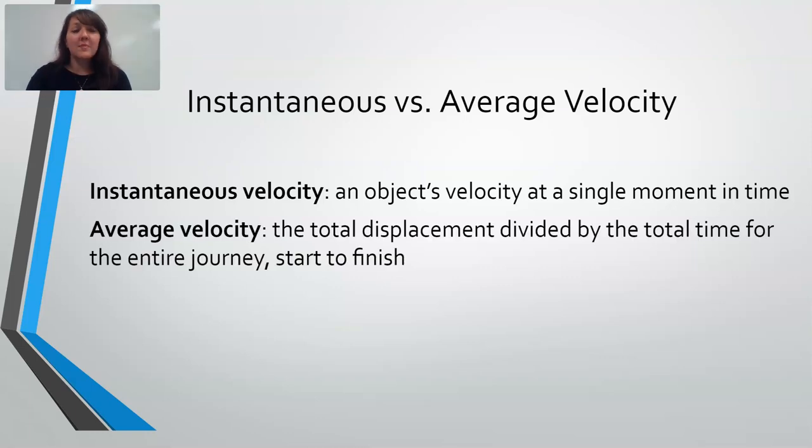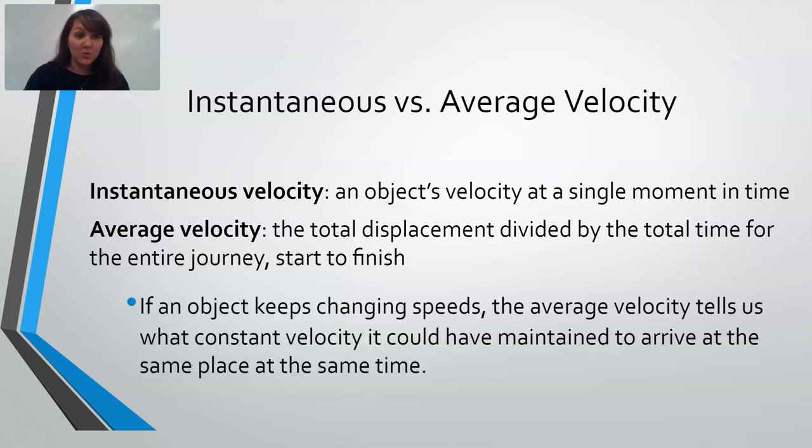Okay. Average velocity, on the other hand, is often easier for us to calculate because we don't worry about all those little dips and peaks, all the little changes in velocity. Average velocity just tells us overall, what was the average for the entire time? What was your total displacement? What was the total time it took you to get there? And then we just divide those two.